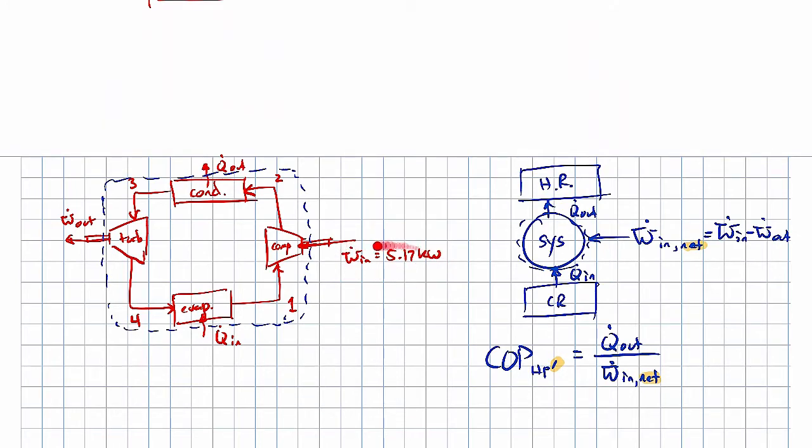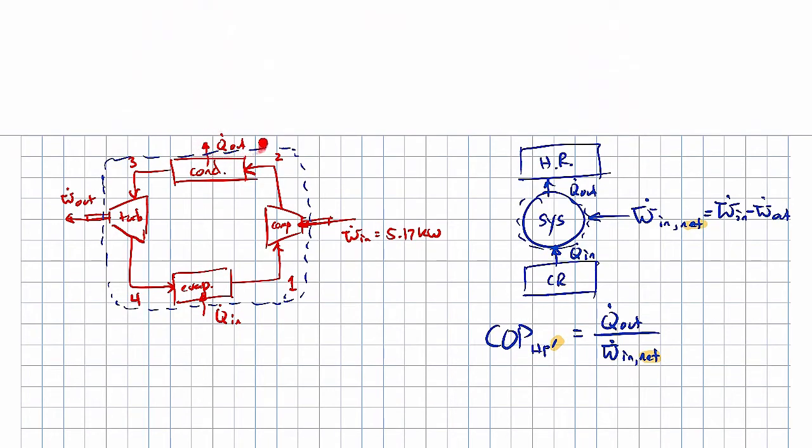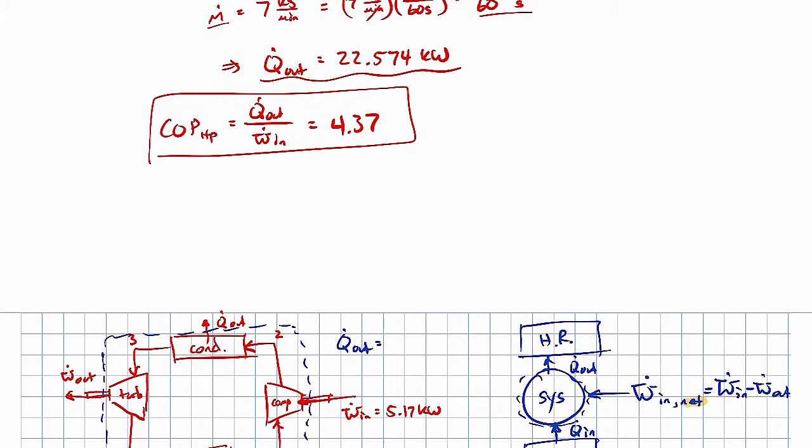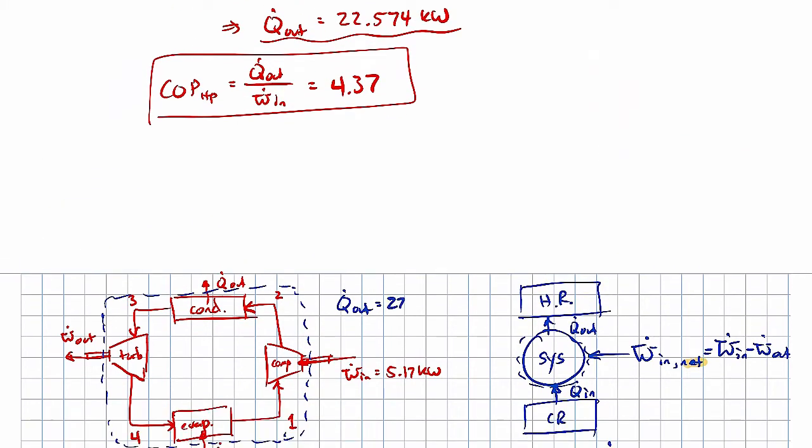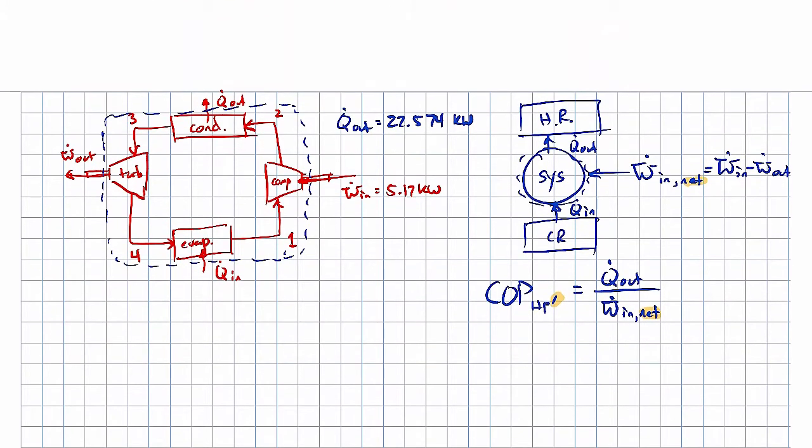The power going into the compressor, it's going to be the same. We're going to keep it the same. We still have the same Q dot out. Let me just set a reminder here. Q dot out we just solved for, that was 22.574 kilowatts. So that'll stay the same. We're just really focused on the W dot out.